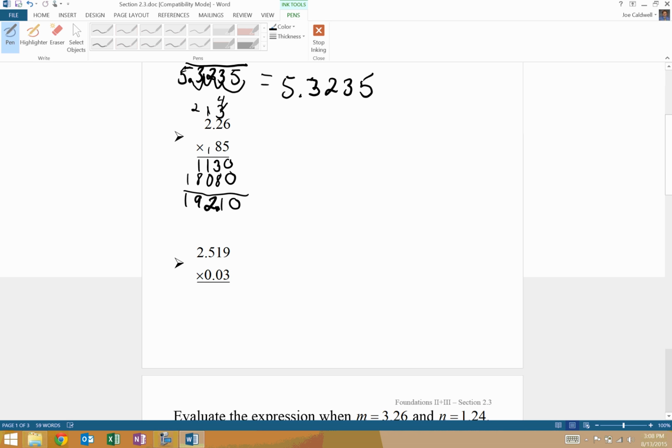A few more. A little tip. You always want to put the factor, which is a part of the multiplication problem, with less numbers on the bottom. That means you have less rows you have to do, if you've kind of noticed that.